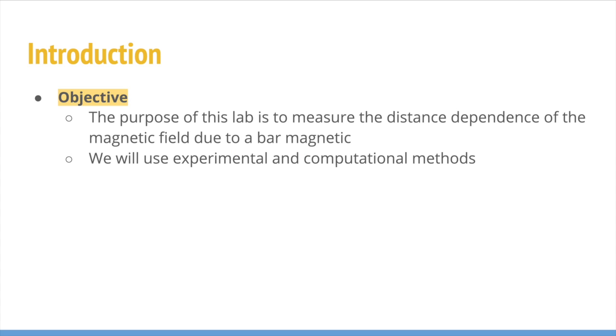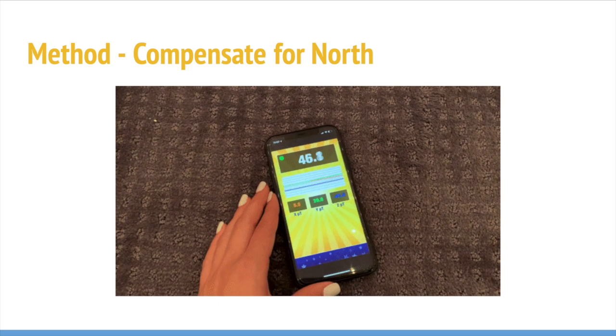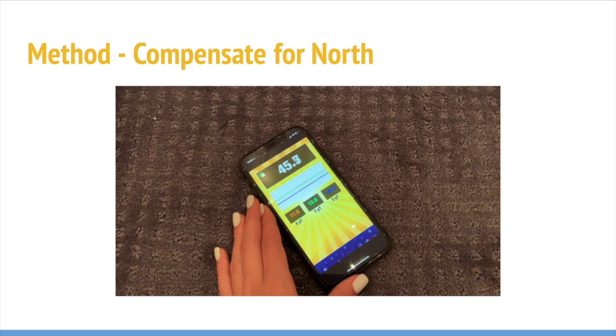In this experiment, we will measure the distance dependence of the magnetic field due to a small bar magnet using experimental and computational methods. The fundamental physics principles that we will be discussing are superposition of the magnetic field of the Earth and the bar magnet, on and off-axis magnetic fields, distance dependence of the magnetic field, and magnetic field due to a permanent dipole with the Biot-Savart law.